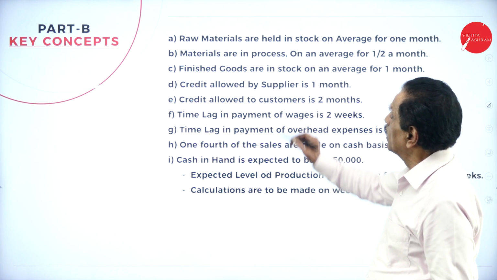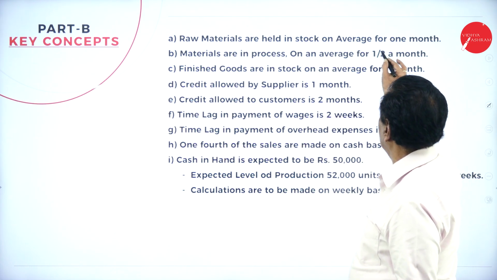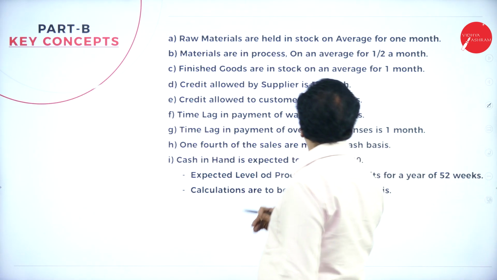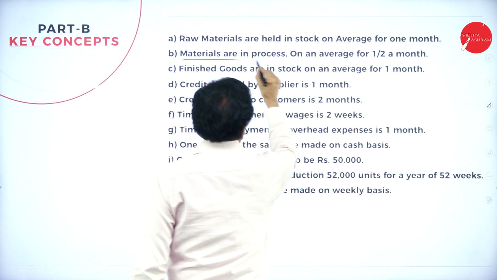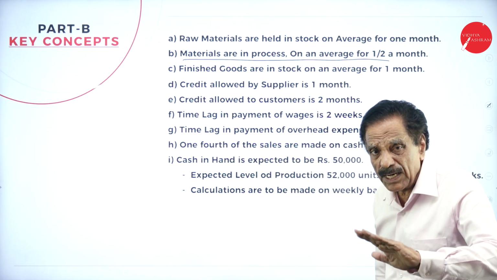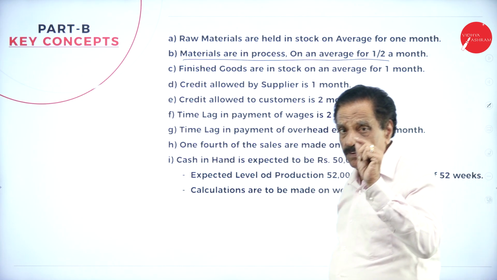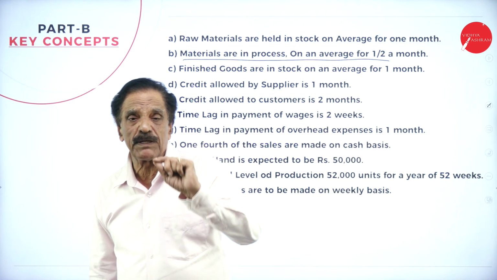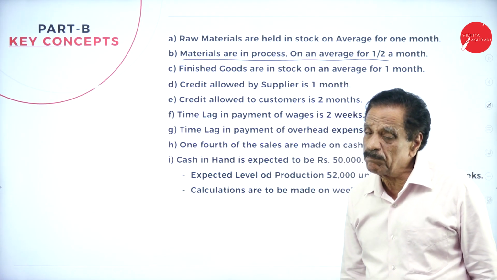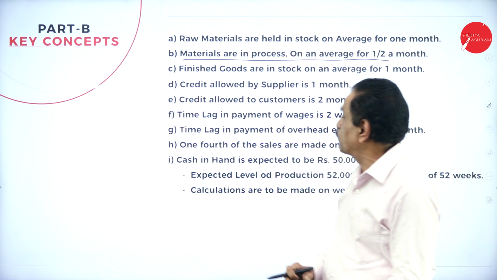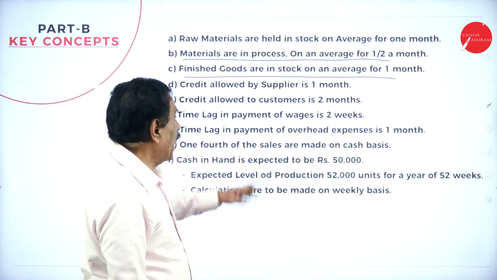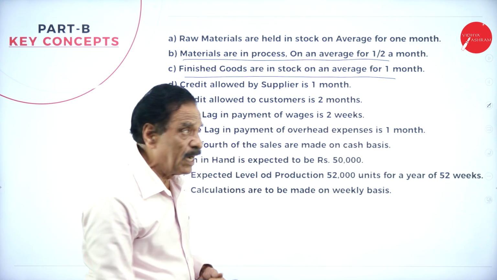Then he says, raw materials are held in stock an average of 1 month, materials in process an average of half a month. This is very, very important. While you are doing material in process, you have to take material 100%, labor 50%, overhead 50%. I will repeat: material 100%, labor 50%, overhead 50%. Finished goods are in stock an average of 1 month. Credit allowed by supplier means creditors.